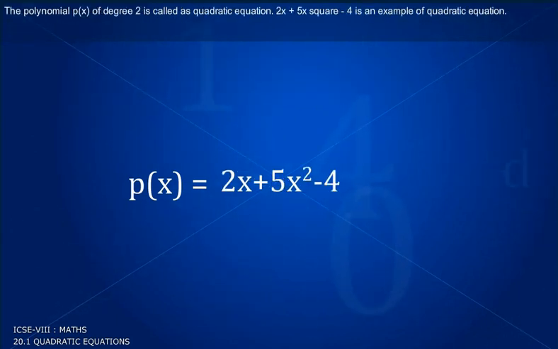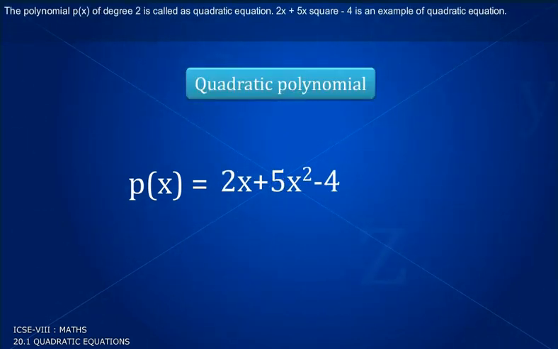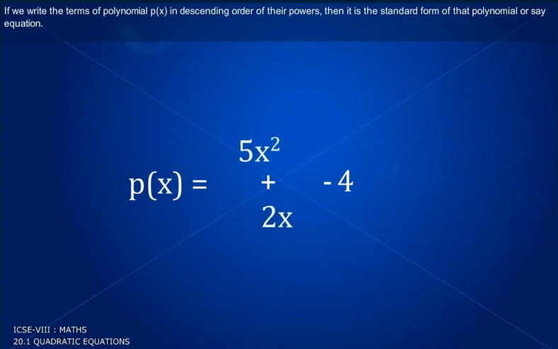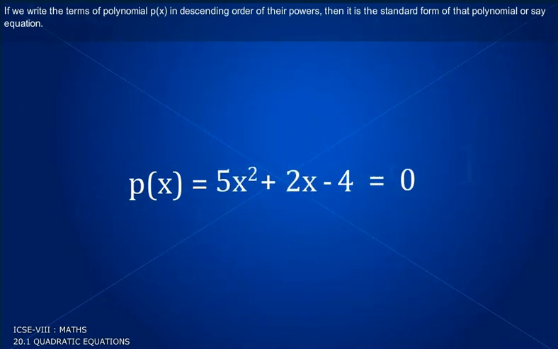A polynomial p(x) of degree 2 is called a quadratic equation. 2x plus 5x square minus 4 is an example of a quadratic equation. If we write the terms of polynomial p(x) in descending order of their powers, then it is the standard form of that polynomial, or say equation.